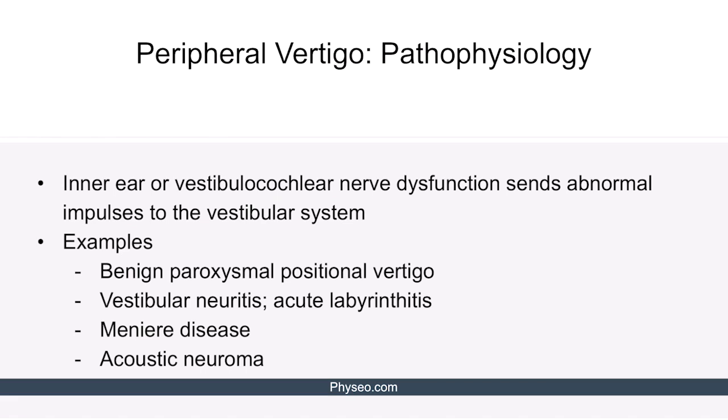Let's talk about the pathophysiology of peripheral vertigo. Inner ear or vestibulocochlear nerve dysfunction sends abnormal impulses to the vestibular system. This is how peripheral vertigo develops. Examples of conditions causing peripheral vertigo include benign paroxysmal positional vertigo, vestibular neuritis, acute labyrinthitis, Meniere's disease, and the acoustic neuroma. This is not the comprehensive list of the causes of peripheral vertigo, but these are the conditions most commonly tested on USMLE Step 2 CK exam.